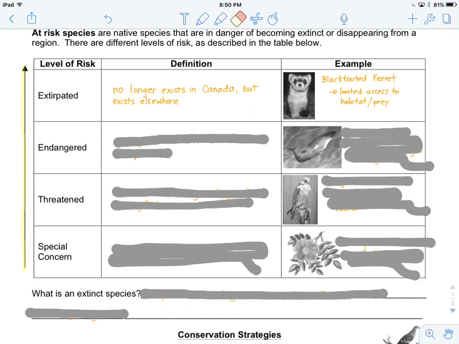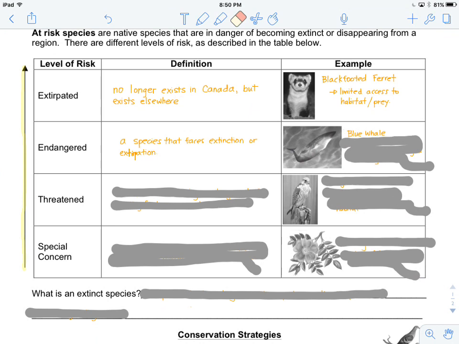Okay. Next down on the level of risk are endangered species. So endangered species are a species that faces extinction or extirpation. So this is the Blandings turtle that we talked about, an example of that. It's an endangered species in Ontario.